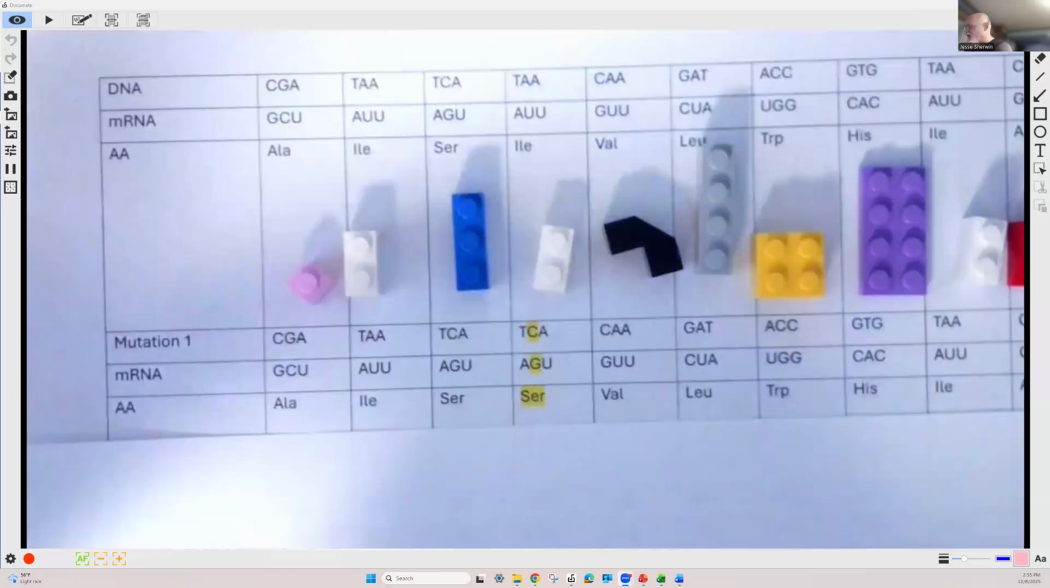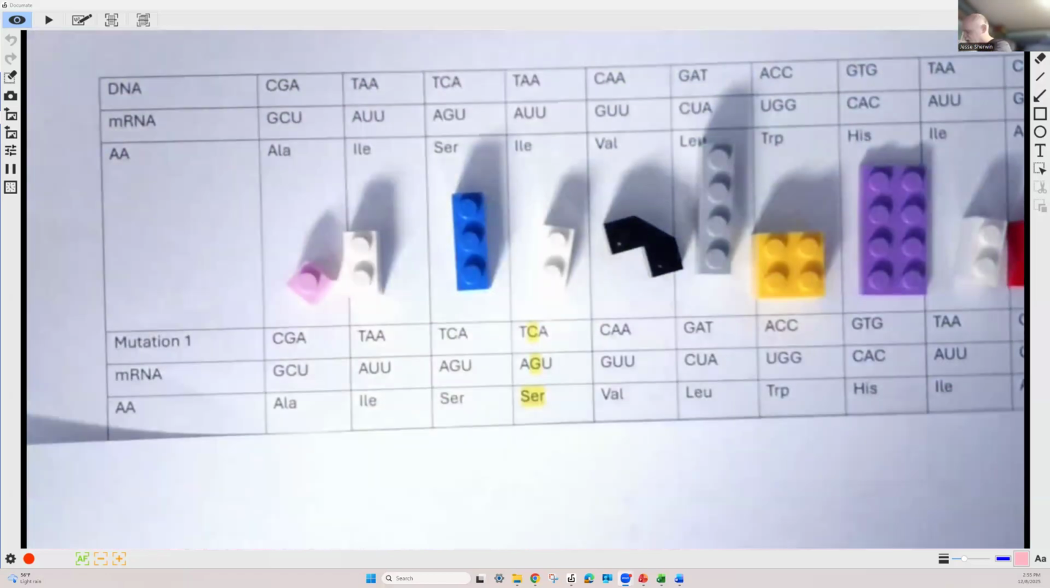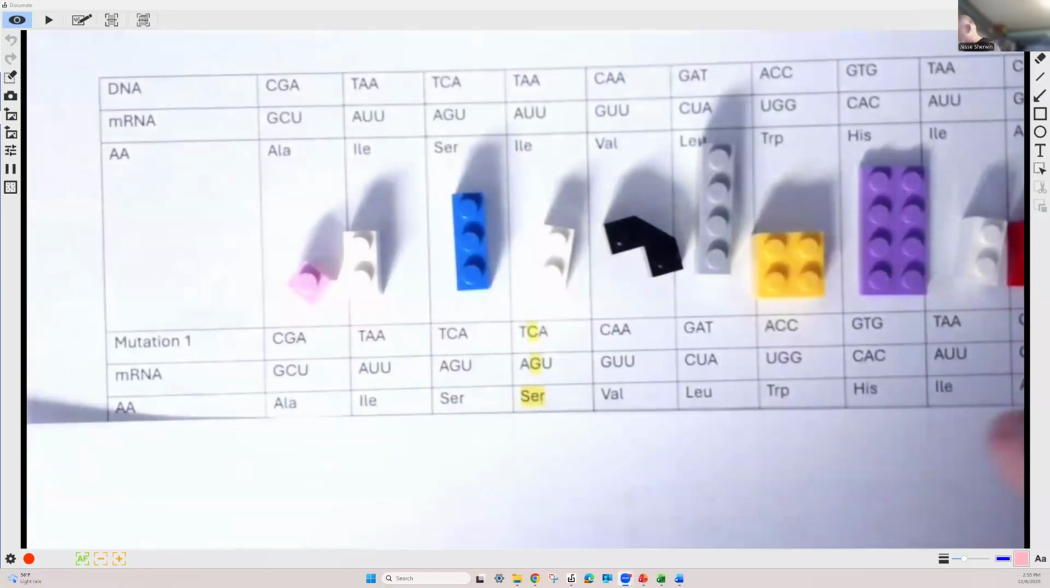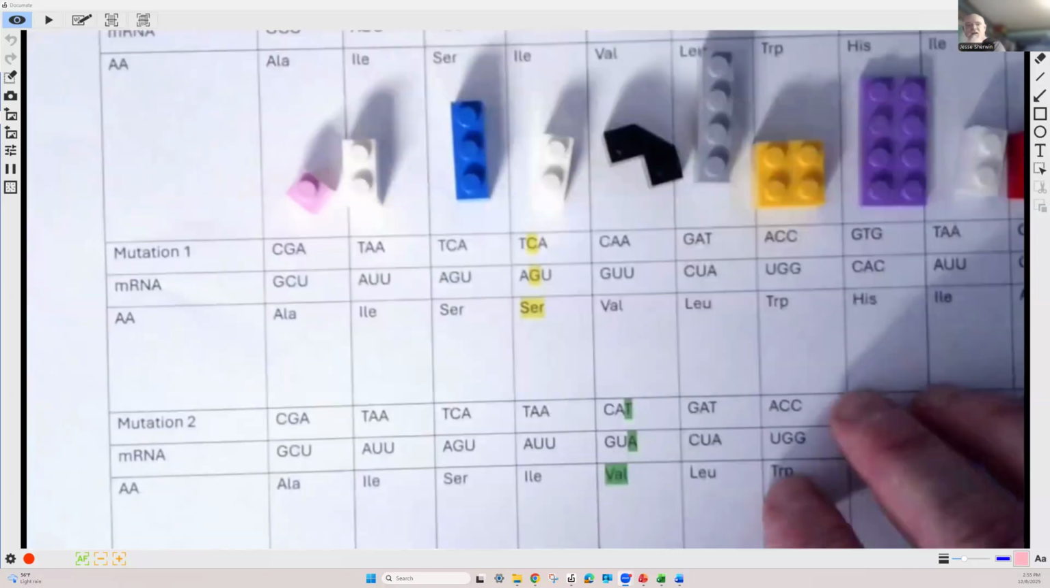So let's take a look at another one here. I'm going to get rid of some of these. I've got to get rid of our players here. Let's look at this other mutation here. Let me scroll down.